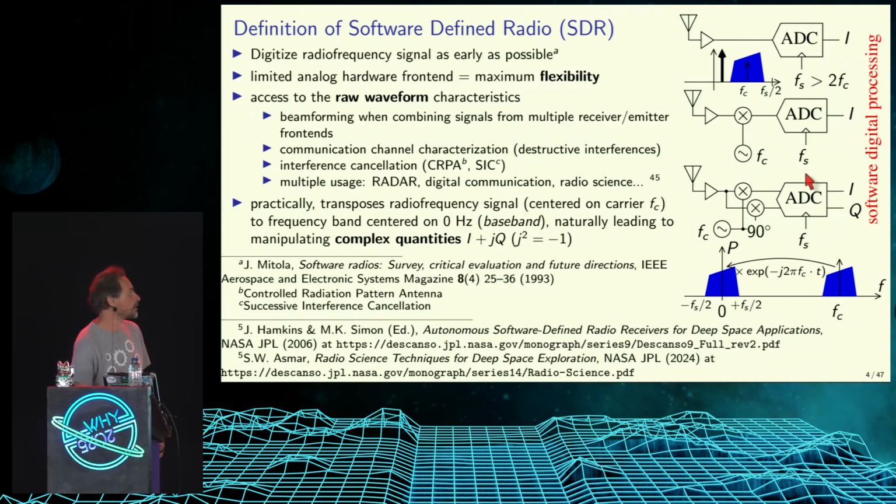software processed. Now, this is challenging for multiple reasons. You need to sample faster than twice the carrier frequency. You might have strong interference sources within the band. So this is not really desirable.